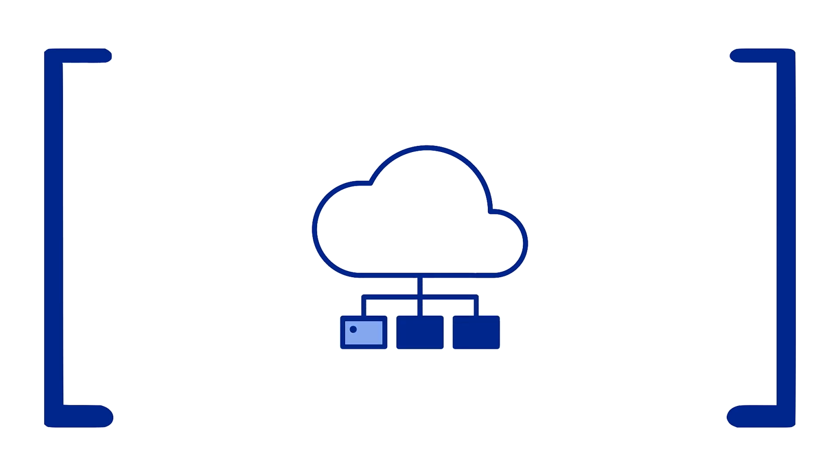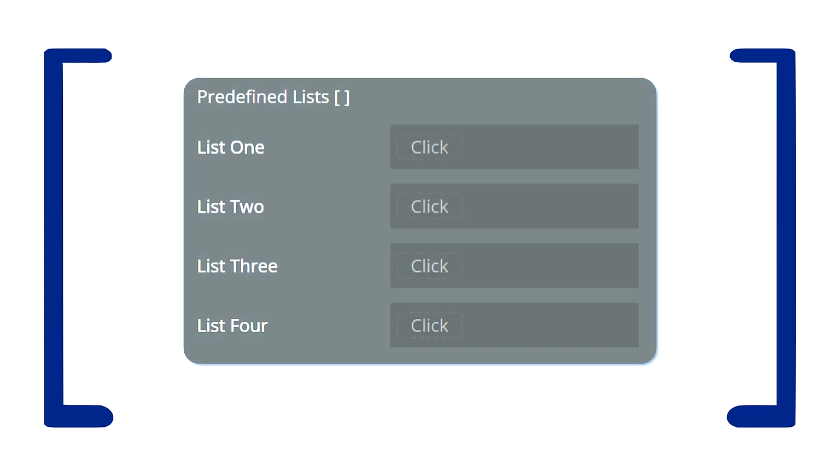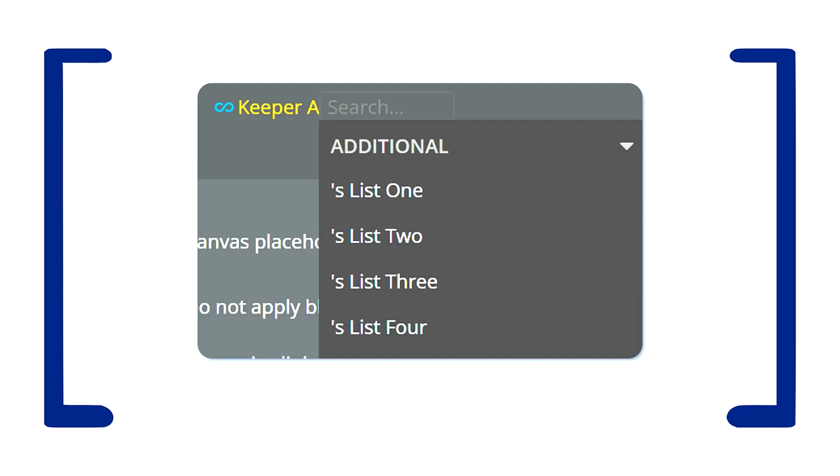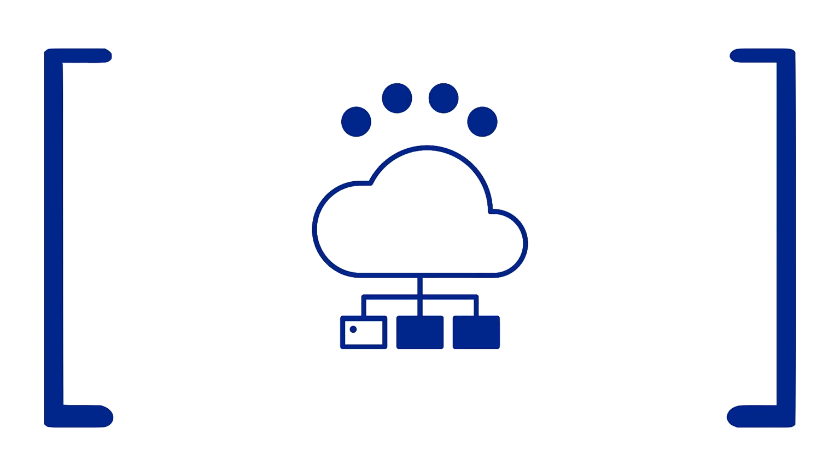Firstly, we have predefined lists. These are lists we've already embedded in each element. The benefit here is that these lists are always available to you. There's no need to initiate a separate workflow or make a call to retrieve them. It's like having a toolbox ready with all the essential tools for you.